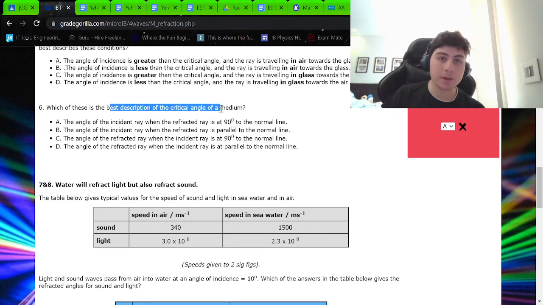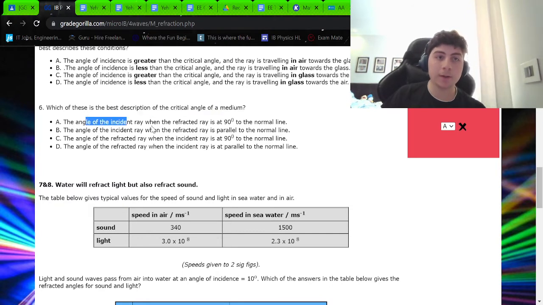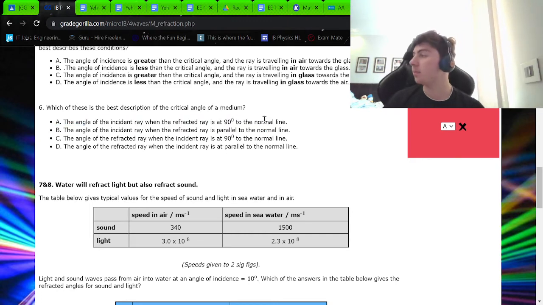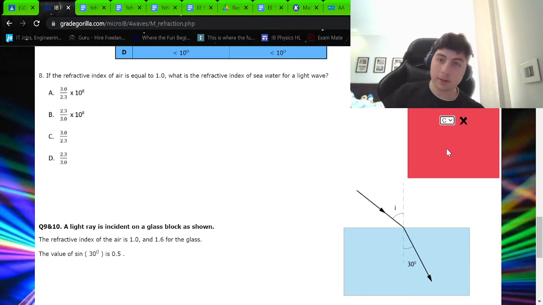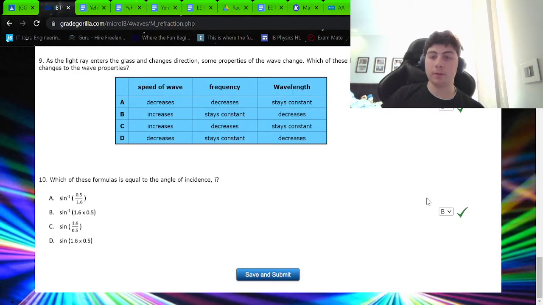The best description of critical angle of a medium, the angle of incident ray when the refracted ray is, oh my God, it's in my definition sheet. I'm so dumb. Okay, take that out. Dude, it's C? What? And that was it. And we got number 10 right.